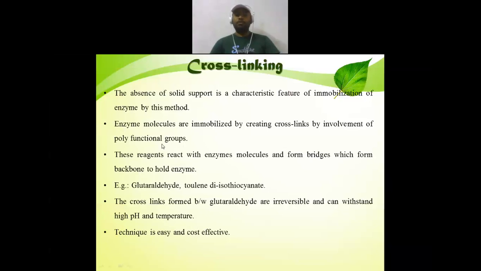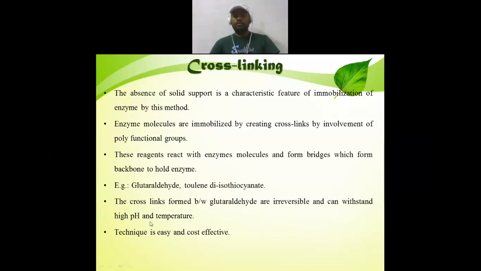The polyfunctional groups are involved in the particular reaction, and the enzyme molecules are immobilized by creating the cross-links. The reagents react with the enzyme molecules and form bridges which form the backbone to hold the enzyme, and this is why we don't require any support material in the cross-linking method. Examples are glyceraldehyde and toluene diisocyanate. The cross-links formed with glyceraldehyde are irreversible and can withstand high pH and temperature.